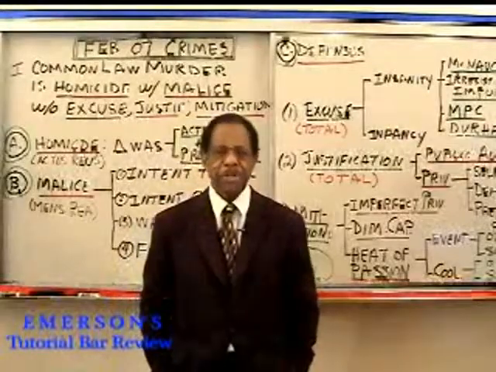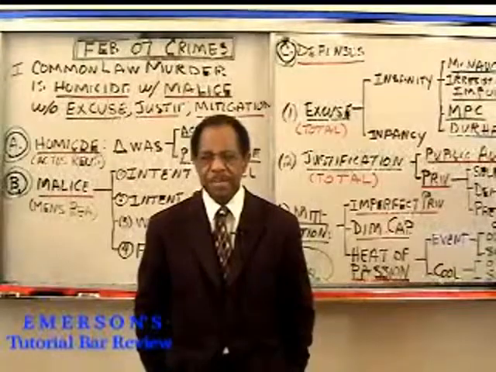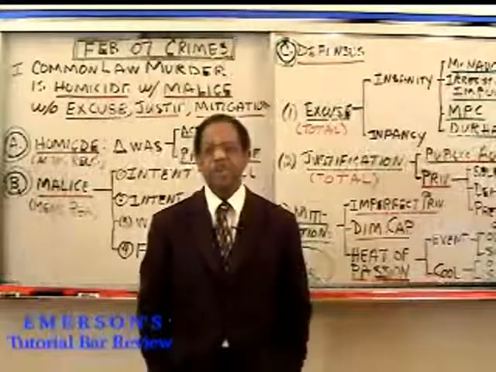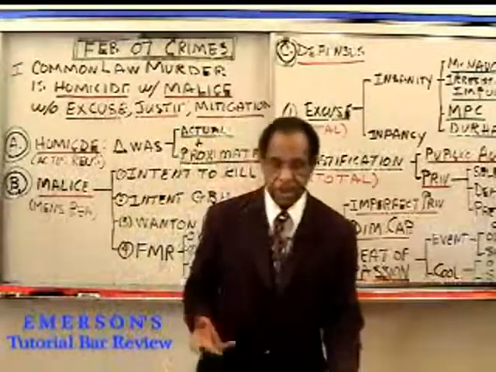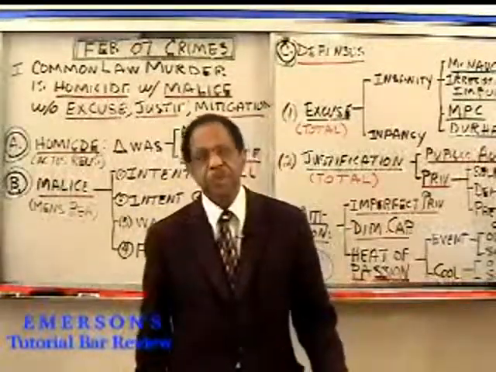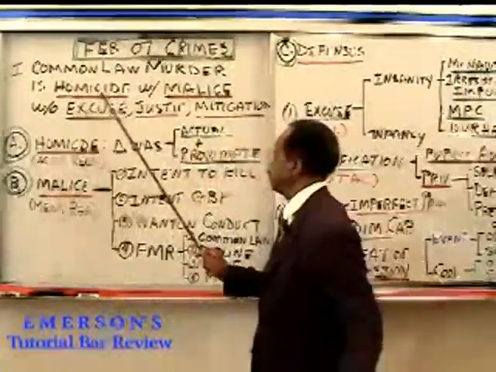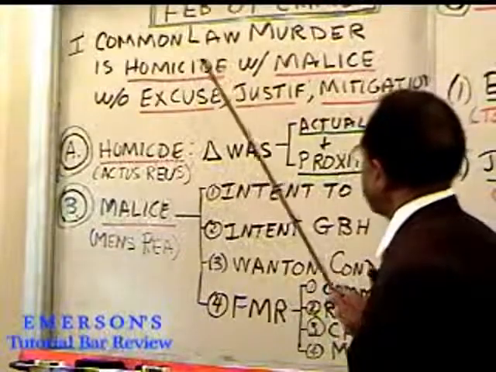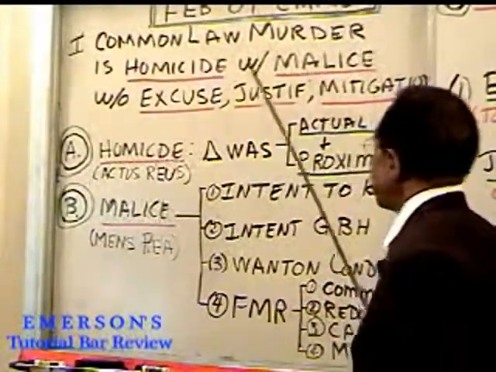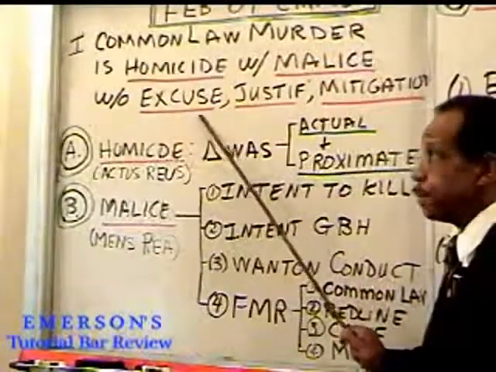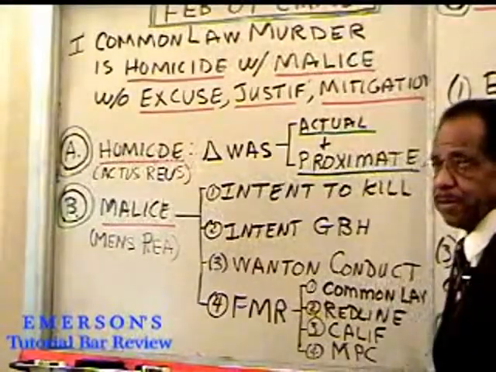To answer those questions, we should begin by doing a quick review of the law of homicide, because this is obviously what is being tested here. Now, the law of homicide begins with common law murder, or the best place to begin with it is with common law murder. Common law murder is defined here as homicide with malice, without excuse or justification or mitigation. That's the definition of common law murder.